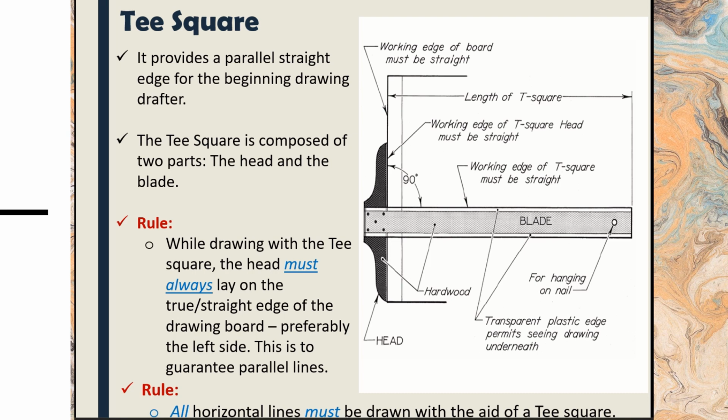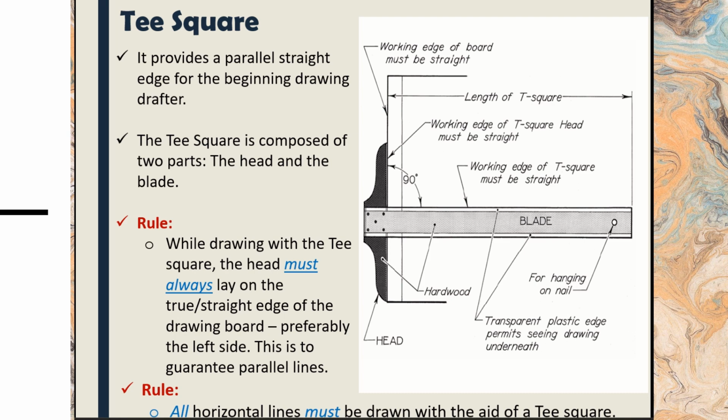While drawing with the T square, the edge must always lay on the true or straight edge of the drawing board. Preferably, or most appropriately, it is the left hand side of a drawing board. This is to guarantee parallel lines. If this is violated, there will be no way you can draw your parallel lines accurately.